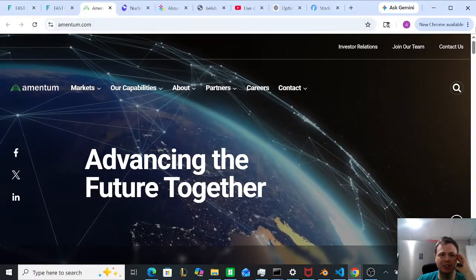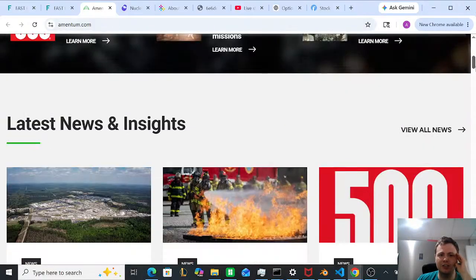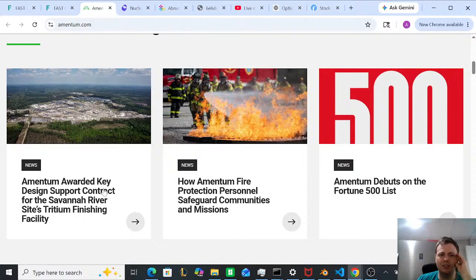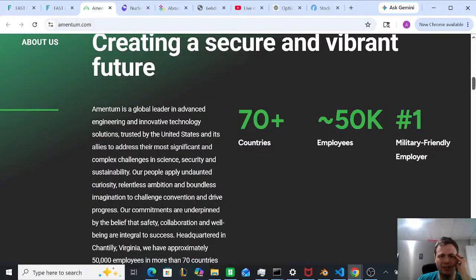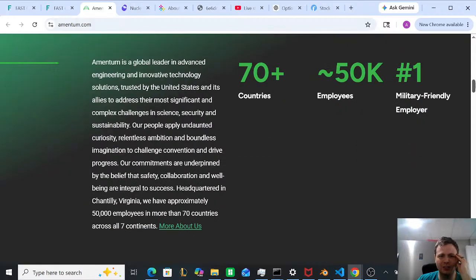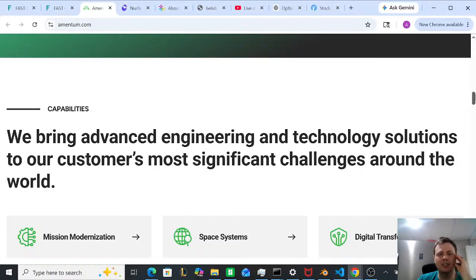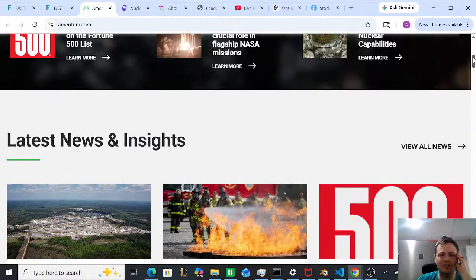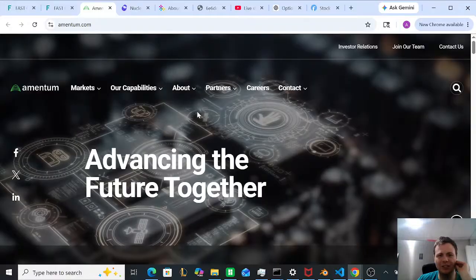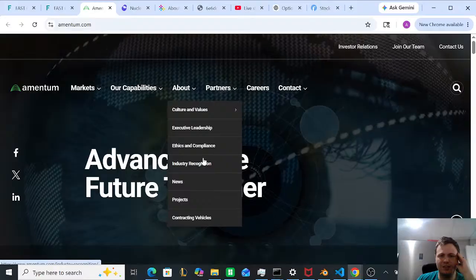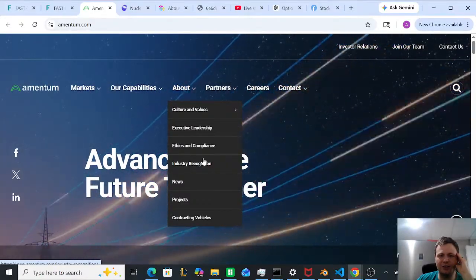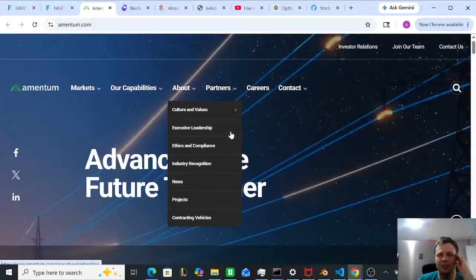So we got more shiny stuff. Okay, so, design support contract for the tritium finishing facility. That's interesting. I just know that site and industry. So if they're getting Savannah River contracts, it's probably not that crazy that they can pull off 13% growth.